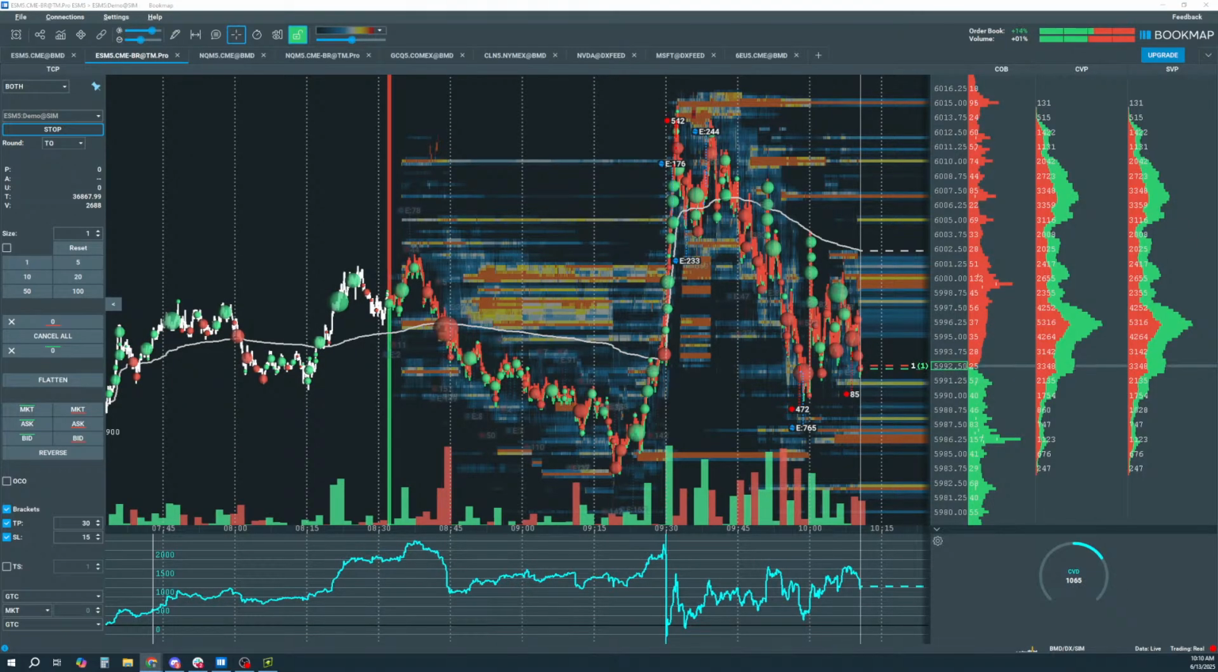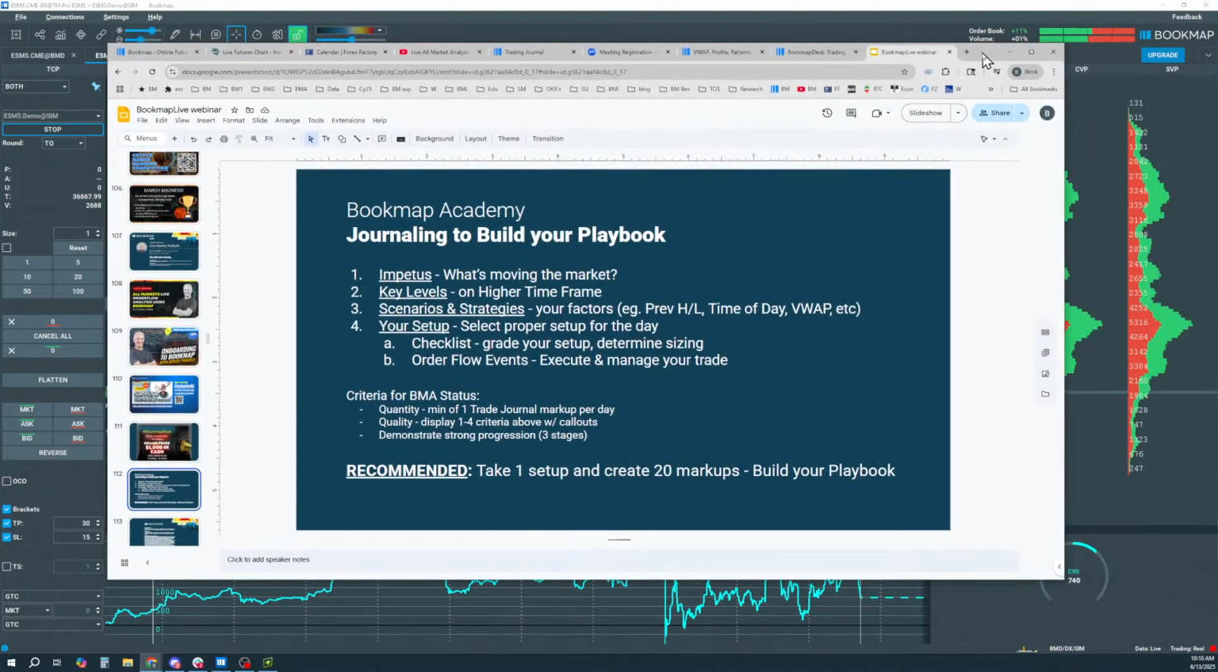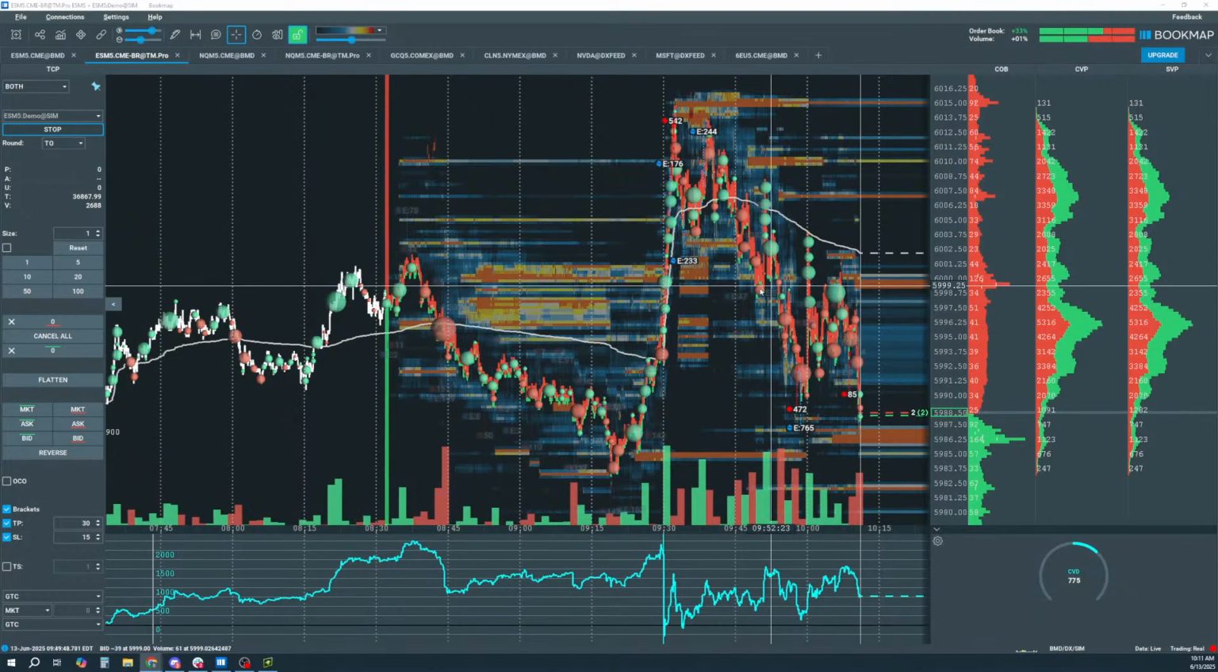Okay, it's what's moving the market, and then understanding, well, is it moving the market? Because this is where you can really get in a lot of trouble if you are looking at your impetus and you're thinking, well, it should be dropping like a rock. Okay, well, maybe the market's not ready yet. Look at your key levels, build out your strategies, and you're looking at the order flow to give you that insight.